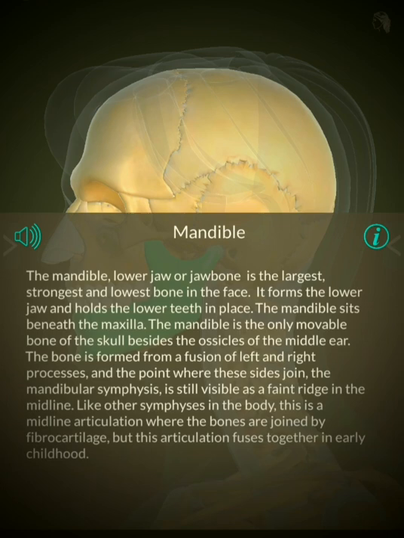The bone is formed from a fusion of left and right processes, and the point where these sides join, the mandibular symphysis, is still visible as a faint ridge in the midline. Like other symphyses in the body, this is a midline articulation where the bones are joined by fibrocartilage, but this articulation fuses together in early childhood.